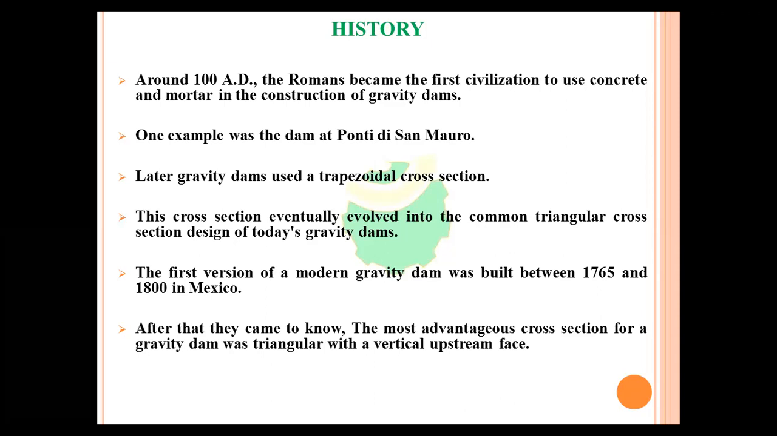The first version of modern gravity dam was built between 1765 and 1800 in Mexico. First modern dam, present days utilizing dam, is constructed in 1700s in Mexico. After that, they came to know the most advantageous cross section for a gravity dam was triangular with vertical upstream face. So base width is high and top is narrow.